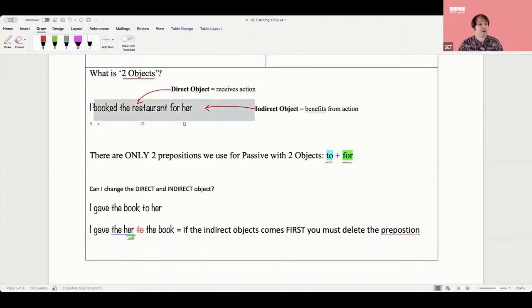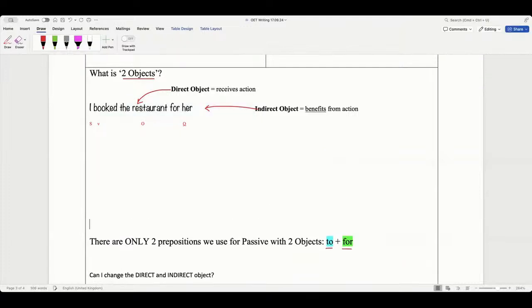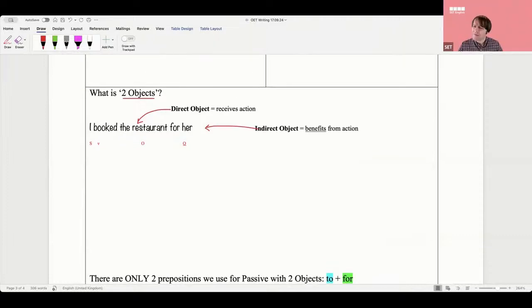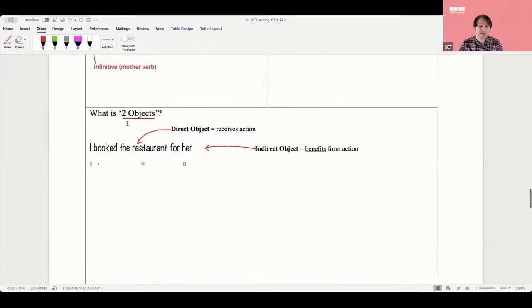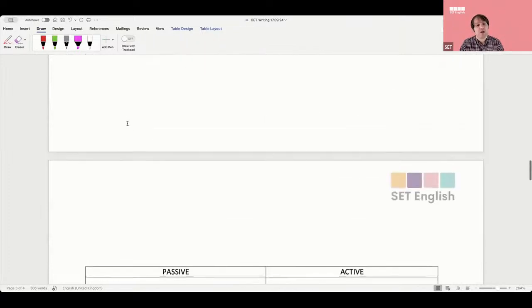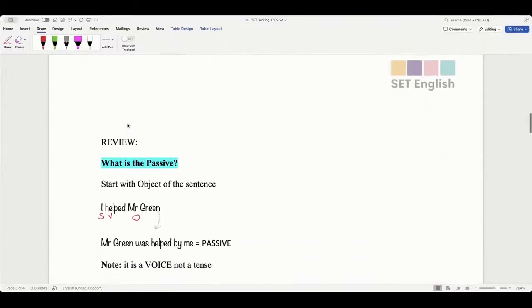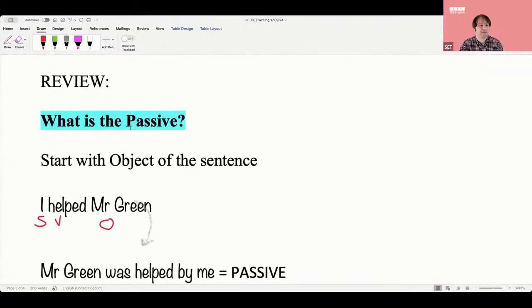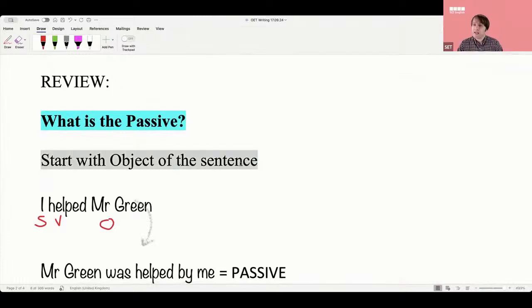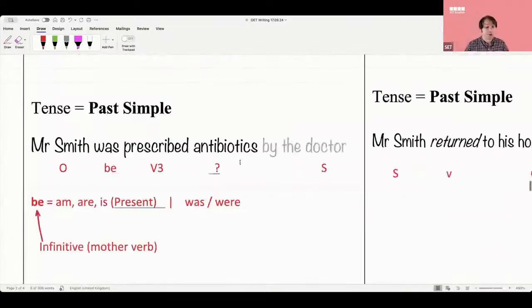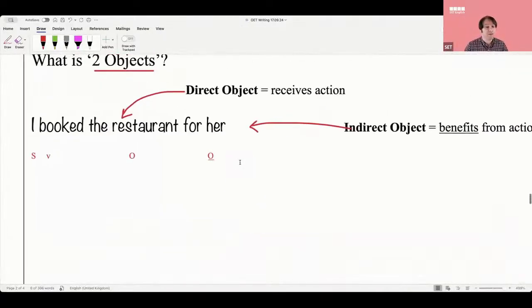Okay, brilliant. So is this active or passive? I booked the restaurant for her. Active. Are we studying active voice today? No, right? So we need to study passive voice. So here's the problem. What is passive? We start the sentence with objects. So we have a big problem now. What is the problem?